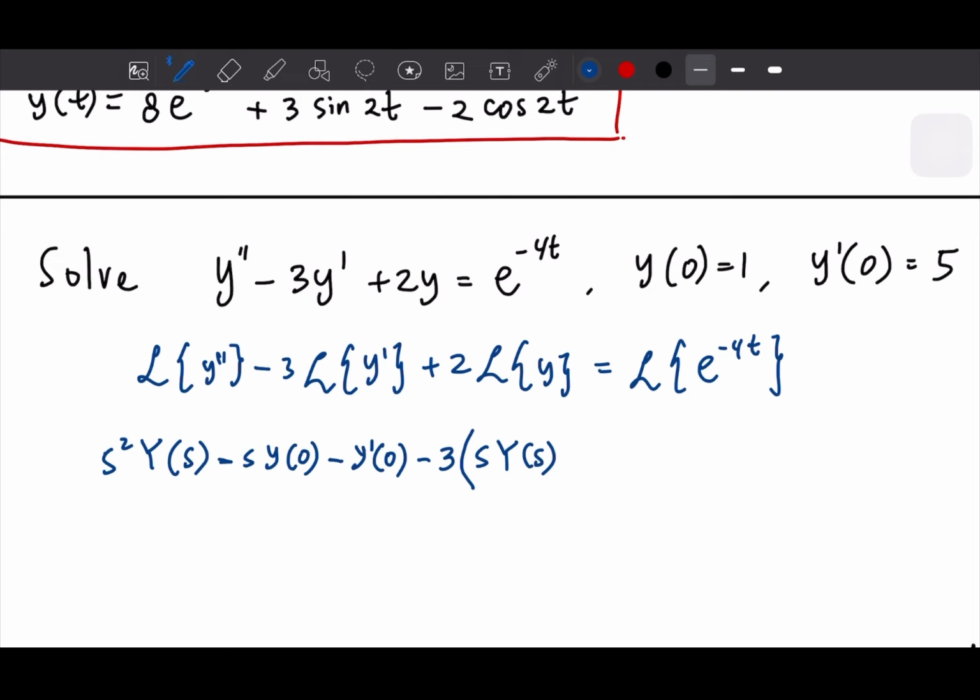I hope you can distinguish my capital and the small one, okay? The capital one and the small one. And then minus the small y(0), and then close the bracket, and then plus 2 capital Y(s), right? And then equal, this e to the power of negative 4t is 1 over s minus negative 4, so s plus 4, okay?